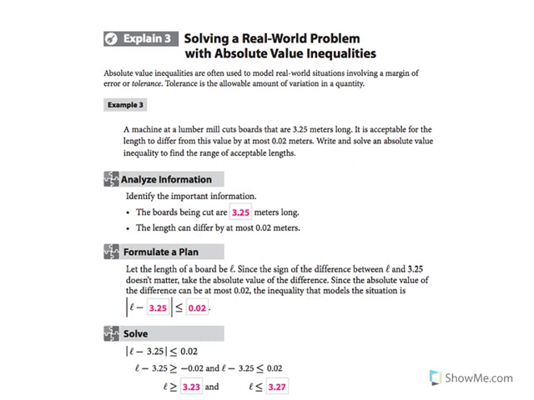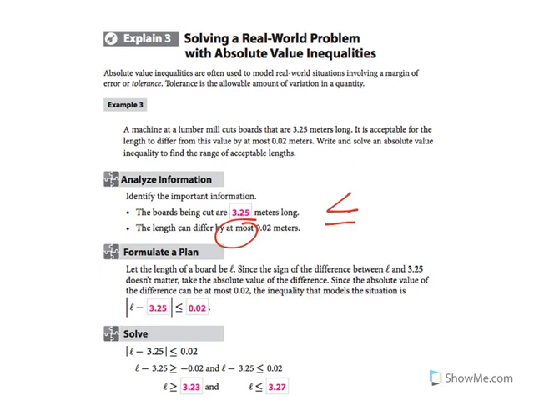So, identify the important information. The boards being cut are 3.25 meters long. The length can differ by at most 0.02. So I want you guys to know that at most means less than or equal to. Right? So let the length of the board be L. The sign of the difference between L and 3.25 doesn't matter. Take the absolute value of the difference. So the absolute value of the difference can be at most 0.02.